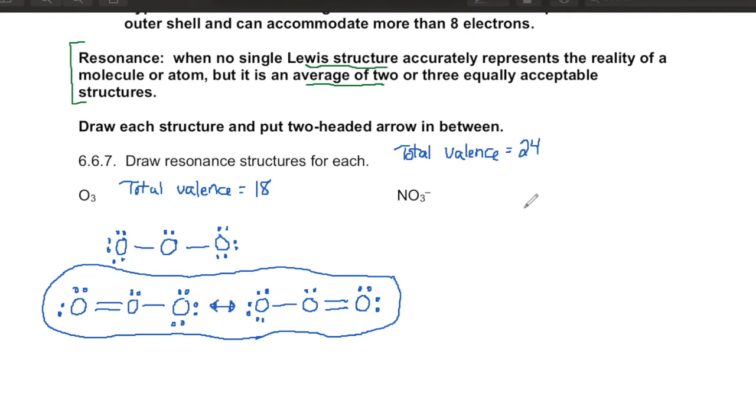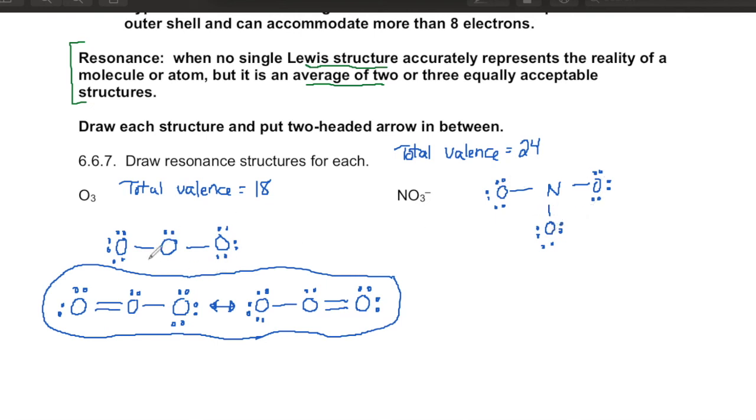Here we have the nitrate ion, and the total number of valence electrons is 24. Let's make a symmetrical structure with nitrogen in the middle that uses 6 electrons. We'll start filling in the rest outside, and that uses up all 24 electrons. There's no more for nitrogen in the middle. However, nitrogen is still short 2 electrons. It only has 6, and so it needs to share with one of these oxygens.